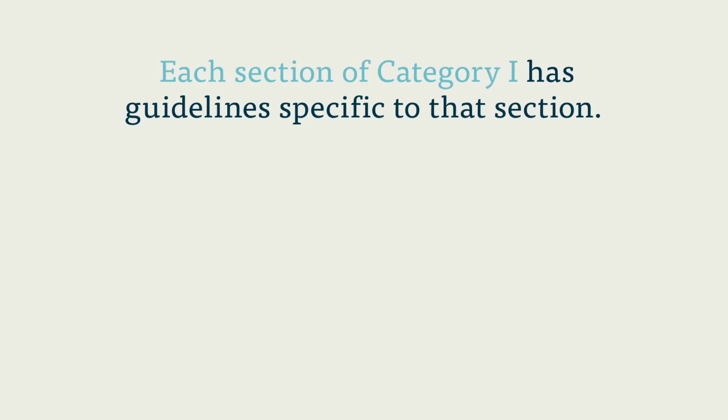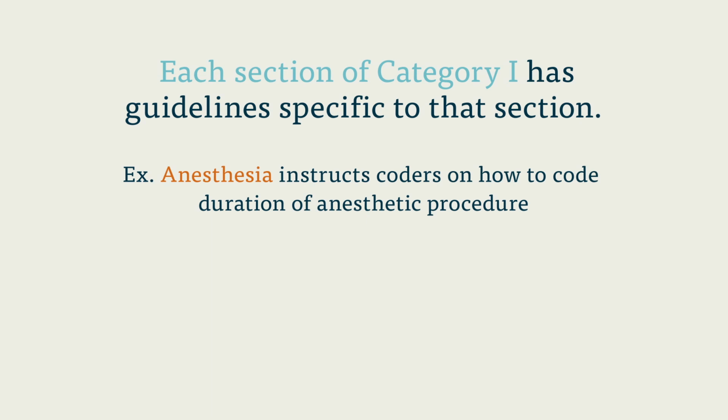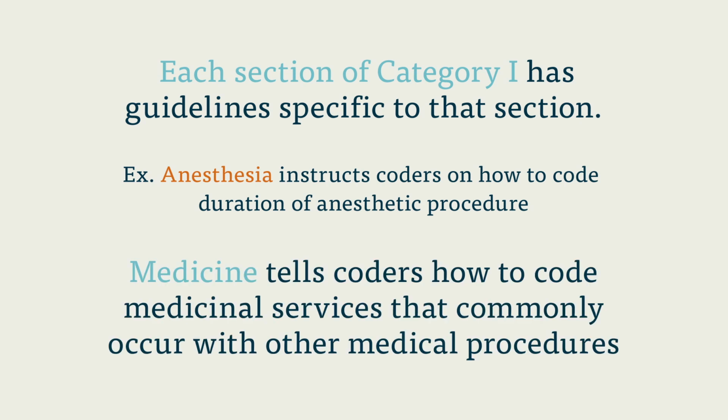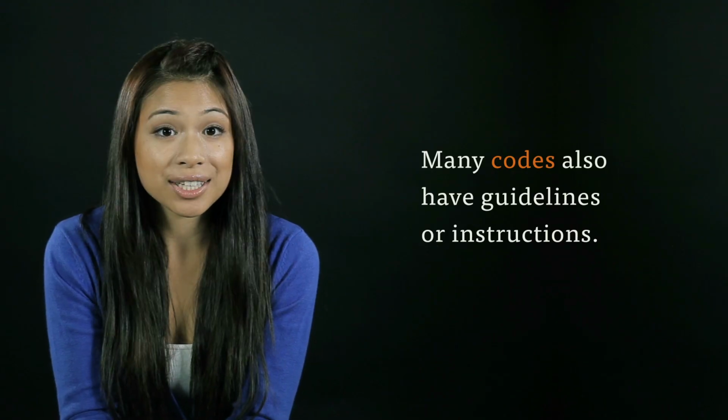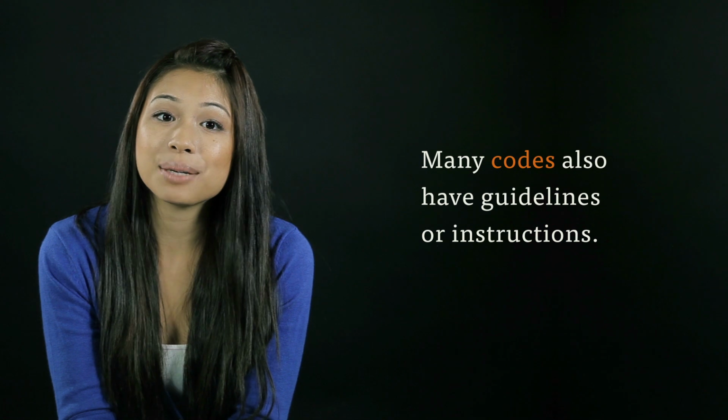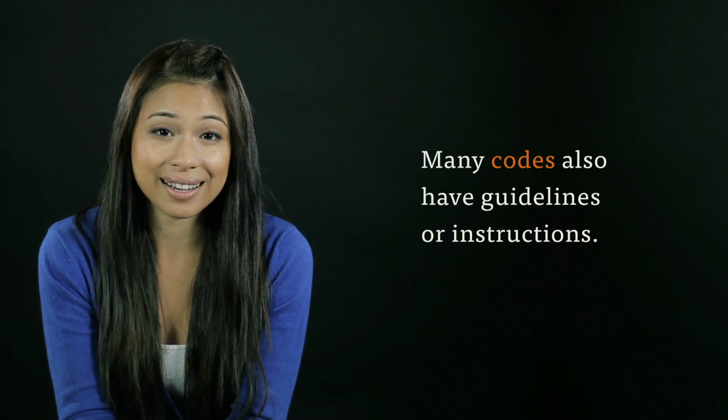Guidelines. The CPT codebook is full of guidelines. Each section of Category 1 has guidelines specific to that section. The anesthesia section, for example, instructs coders on how to code the duration of the anesthetic procedure. The medicine section, for another example, tells coders how to code medicinal services that commonly occur with other medical procedures. Many codes also have guidelines or instructions, and this is where the CPT code set can get very complex.